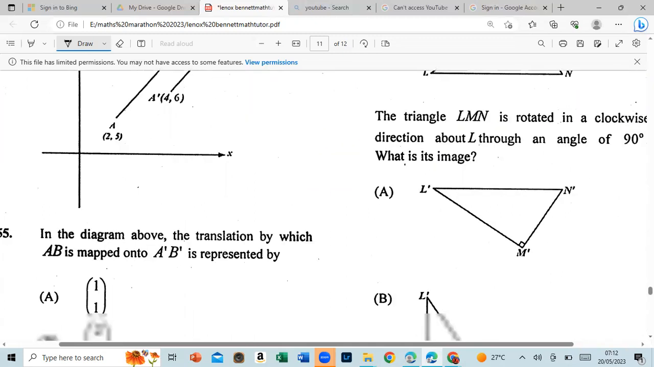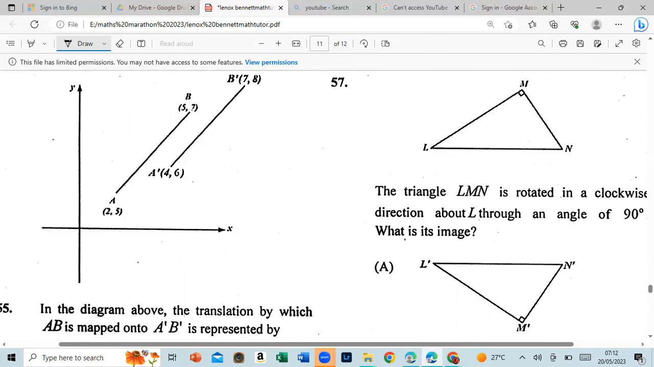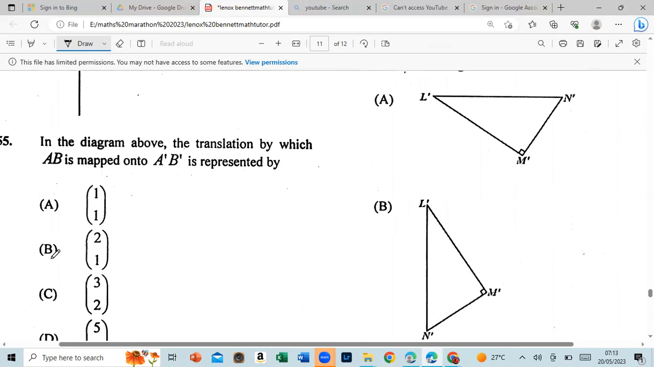In the diagram above, the translation by which AB is mapped onto A prime is, I've done this on my other videos. So you're at point E, which is 2, 5, and you add something, because that's what translation means, and you get this 4, 6. So what did you add to get this? You add 2 here, and now we add 1. So that's x of 2 and y of 1, so that's 2, 1. So we added 2, 1, and that will be B. Let's move on to 56.